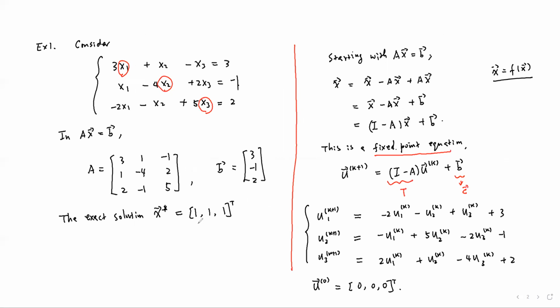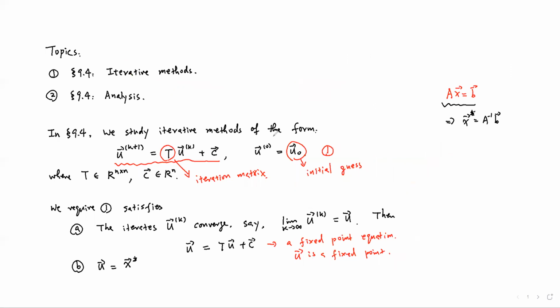Now this is topic 1. I introduced an iterative scheme of some special form. Then let's turn to some theoretical results about this scheme. We have two fundamental results.